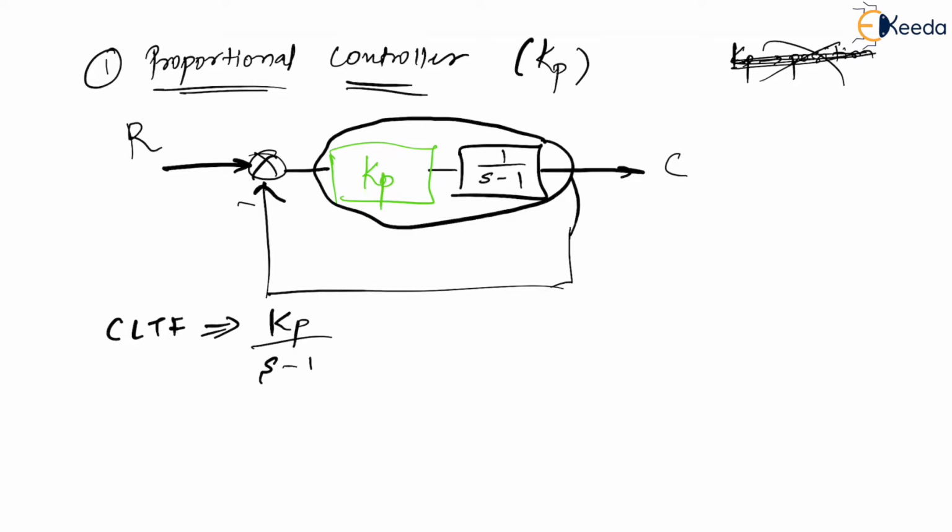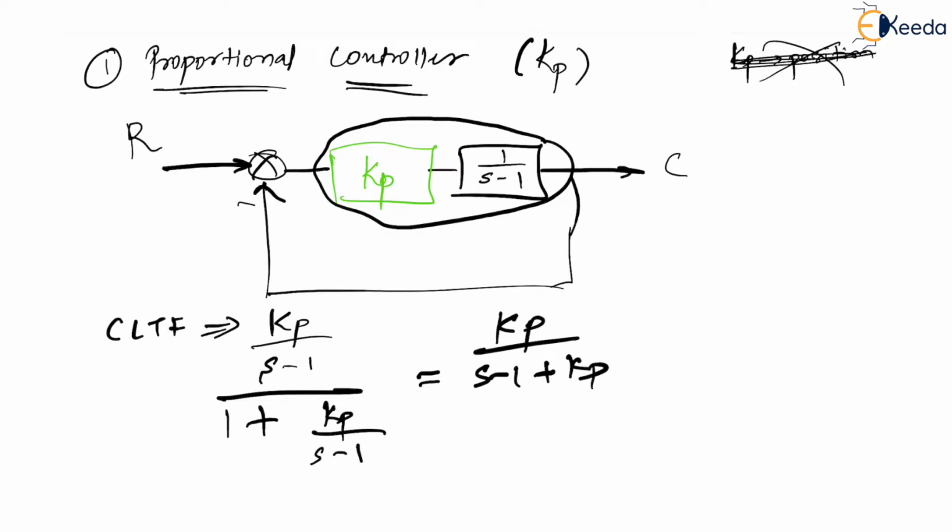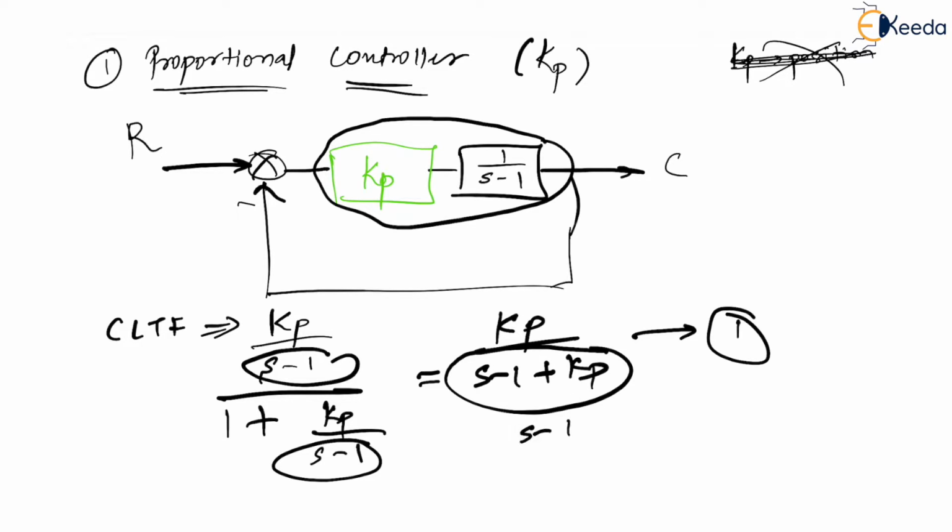Now this is your open loop transfer function. So closed loop transfer function is open loop transfer function upon 1 plus loop gain. Again same thing, 1 plus Kp upon s minus 1. So this becomes equal to Kp upon s minus 1 plus Kp, and the denominator s minus 1 and s minus 1 will get cancelled at the end. This is the equation we get. Let me call this the first equation. From this equation, the characteristic equation is s minus 1 plus Kp equal to 0. So you get s equal to 1 minus Kp.